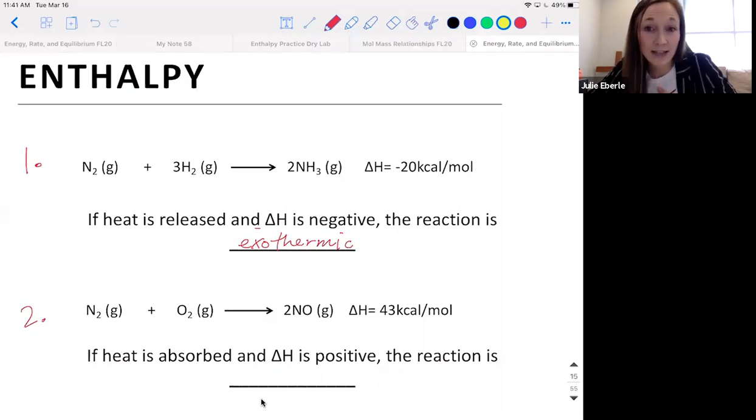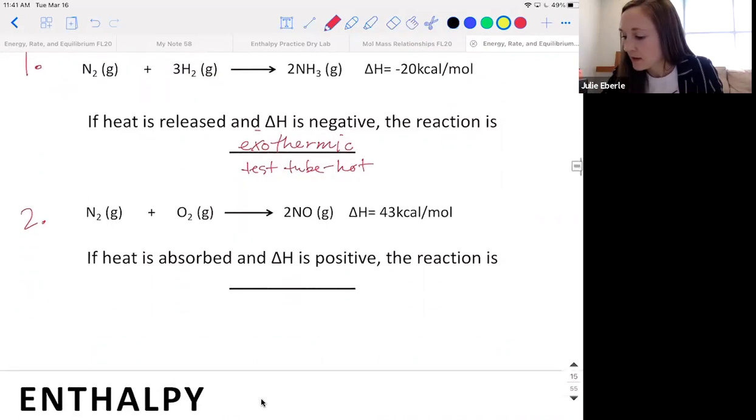Most people are saying heat, yes. If heat is exiting the reaction, we, the surroundings, are gonna feel the release of that heat. So our test tube would get hot. So exothermic reactions release heat and we feel that.